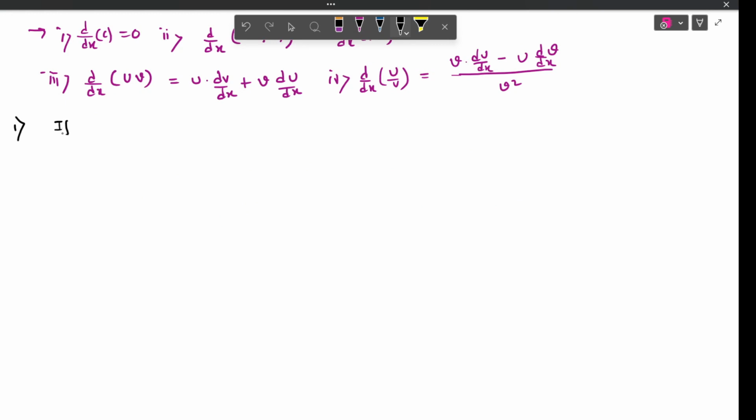If y equals 1 plus x, 1 plus x square, 1 plus x to the power 4, 1 plus x to the power 8, up to 1 plus x to the power 2 to the power n, find dy by dx. Let's see the solution.